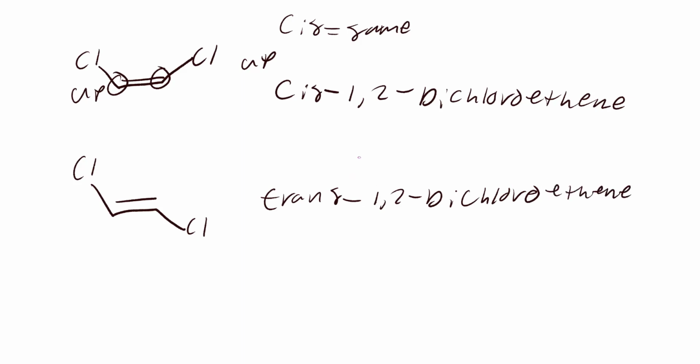Trans just means that they are in different directions. This chlorine traveled downwards. They are completely different. On a double bond, you cannot rotate. You actually have to take off that chlorine and put it downwards. So it's a completely different molecule. It has different boiling points, melting points, different properties as well, right? So yeah, cis is the same and trans is going to be the different direction.